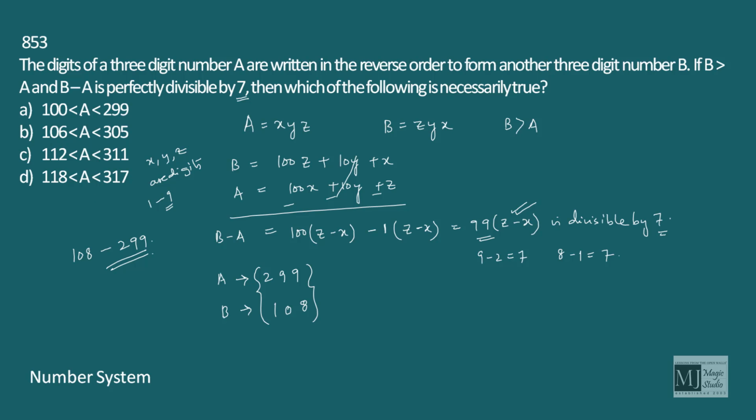First one says it is 100 to 299, but it is not including 299. 118, no. What about 108 then? Option B fits in. It says that A should be more than 106 and less than 305. Yes, we know that the range of A is 108 to 299, both inclusive.